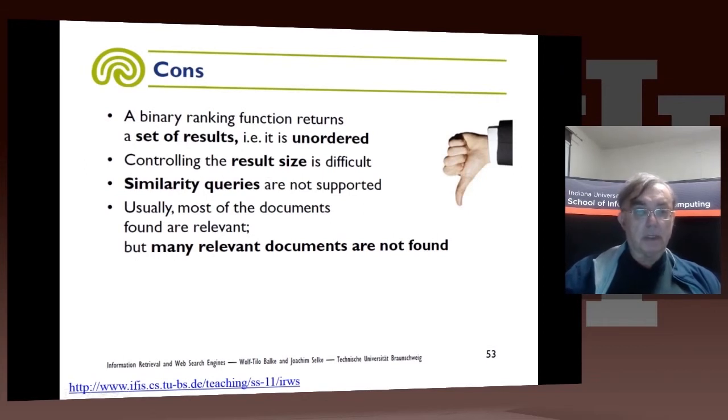It has serious problems; these are the cons, the negatives. It's unordered. The result size is whatever the result size is. Wishy-washy queries and similarity queries are not supported. You get mostly relevant documents, because you're forcing certain words to appear in whatever documents are returned. But many relevant documents are not found, because it doesn't do enough context searching to find things which may not have the exact words in them. I gave the example of the semantic web. There are many documents on the semantic web which may not have the word semantic next to the word web.